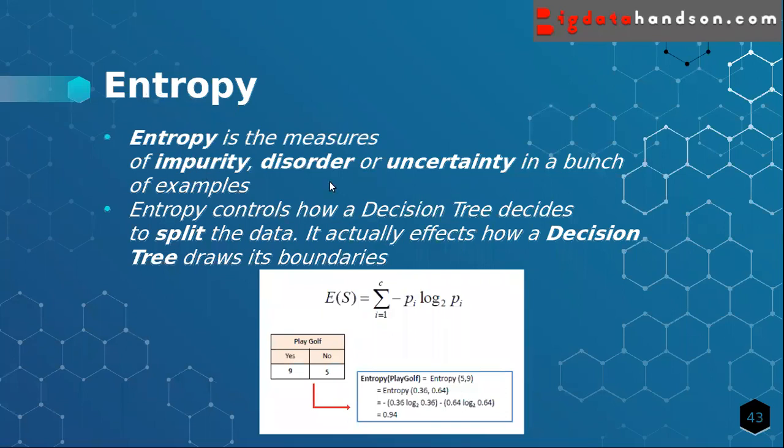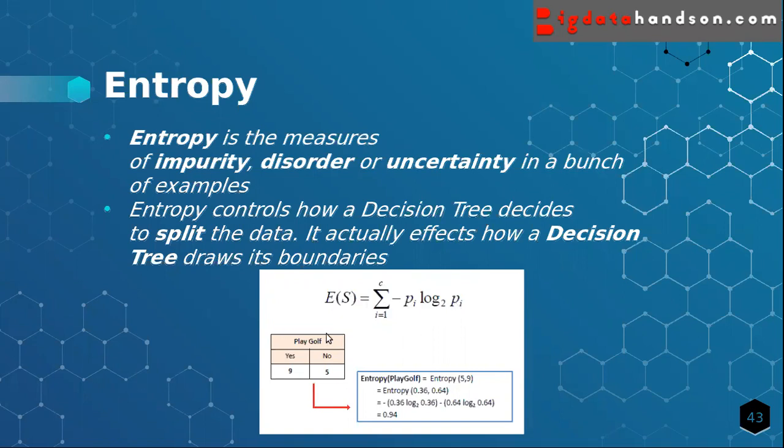Entropy is the measure of impurity, disorder, or uncertainty in a bunch of examples. Entropy controls how a decision tree splits the data. It actually affects how a decision tree draws its boundary. The equation is like this: summation of minus p_i log base 2 of p_i.